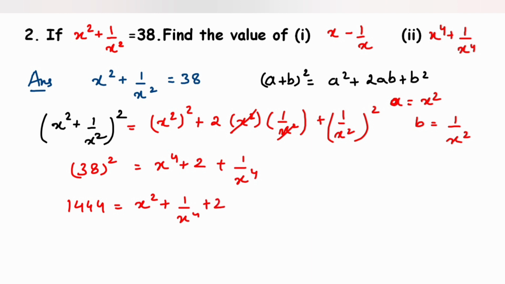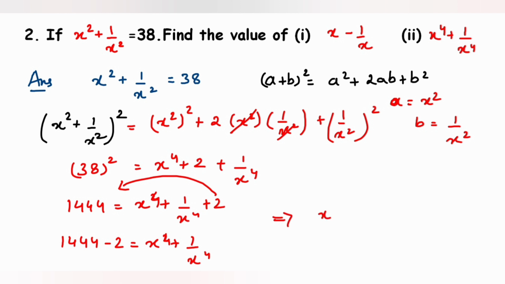Now I'll transpose 2 to the other side. So I'll get 1444 minus 2 is equal to x to the power 4 plus 1 upon x to the power 4. So from here we can write the answer. x to the power 4 plus 1 upon x to the power 4 is equal to 1442. Okay, so that's it. This is the answer for the second question. Now we'll move on to the next one, third question.